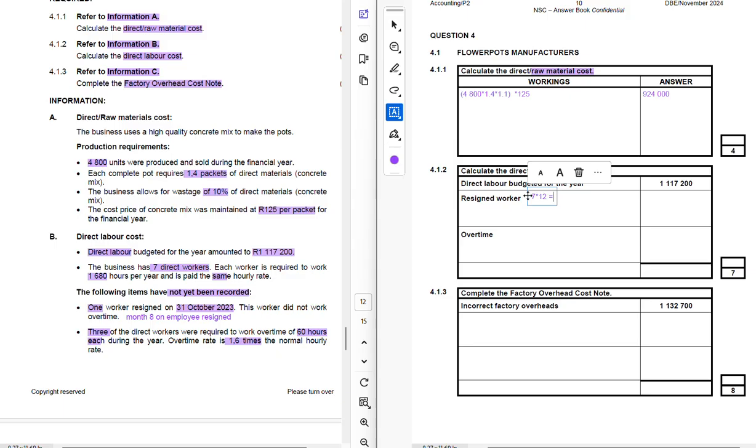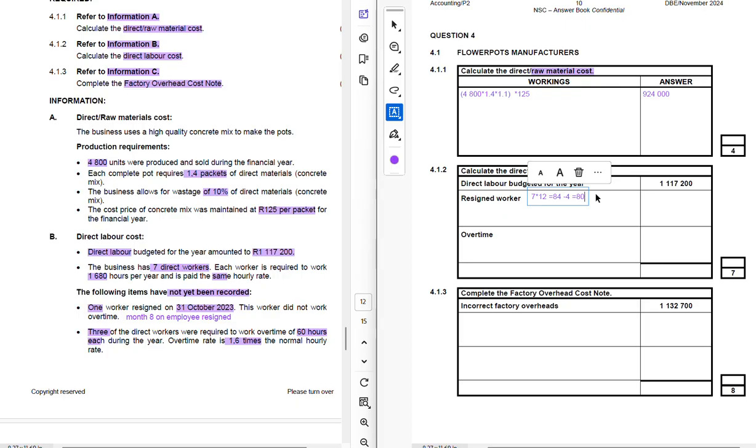If you take 7 times 12 on your calculator, you get a total of 84. However, we unfortunately lost 4 months because of the employee that resigned. So of this 84, we lost how much? 4 months. So we only have a total of 80 months that was worked for all the employees. That is as a result of the resignation.